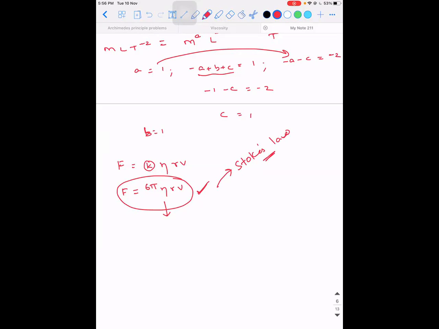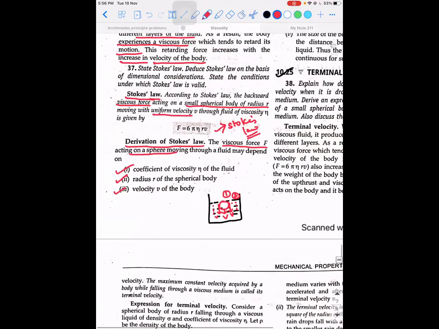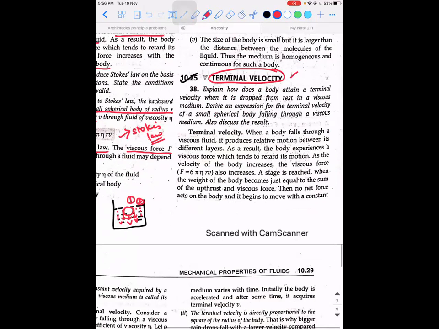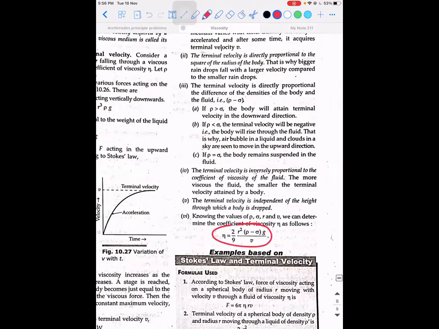So the last concept left out in viscosity, which is a part of the chapter, is terminal velocity. This we can see tomorrow. So this will be the formula. We will see it tomorrow.